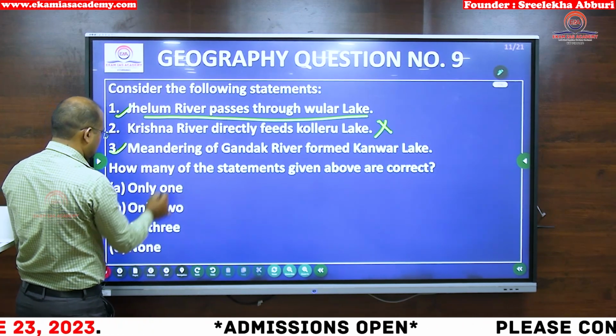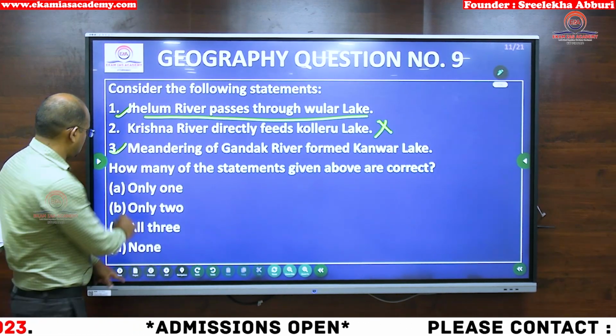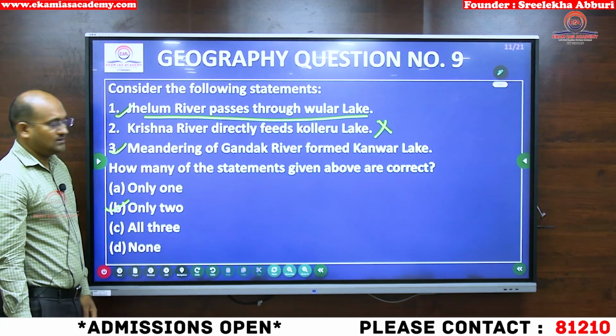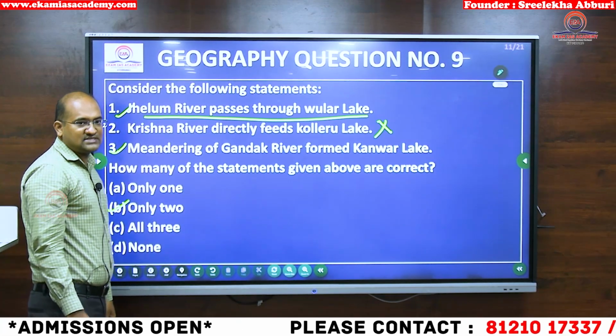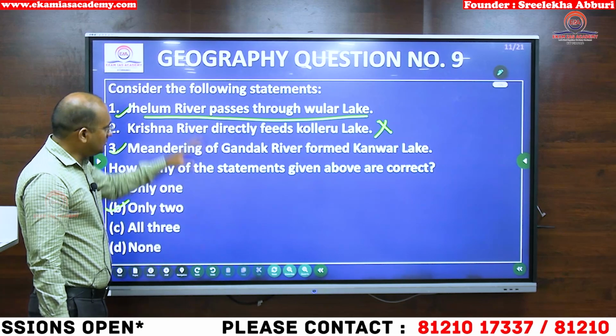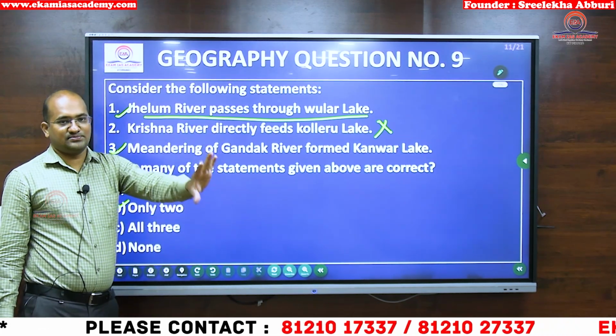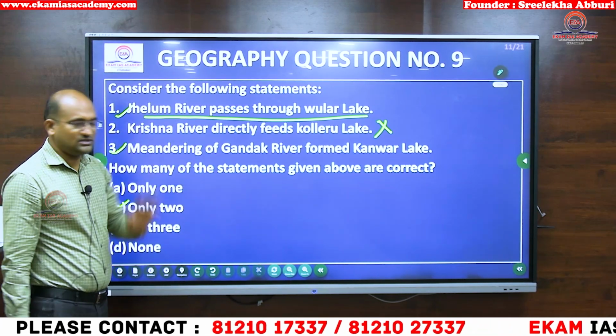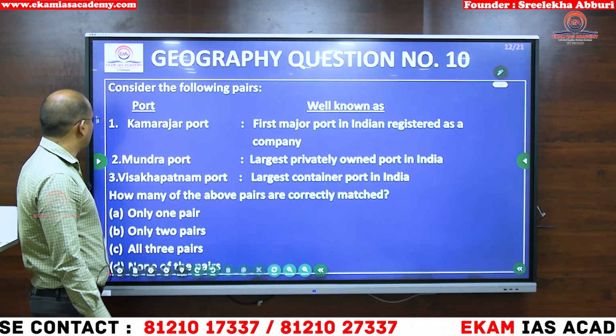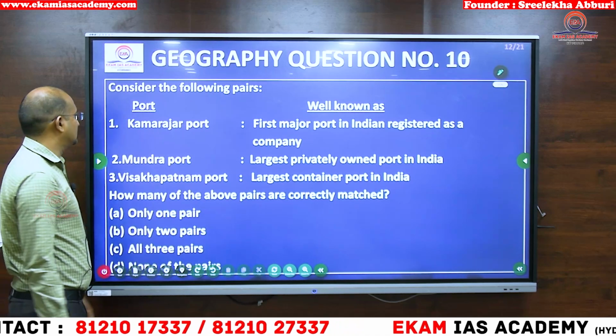So 1 and 3. So how many statements are right? Right. So nowadays they are not giving a chance to eliminate questions. You will be able to answer this question only if you have specific perfect factual knowledge. Okay. Next, consider the following pairs.